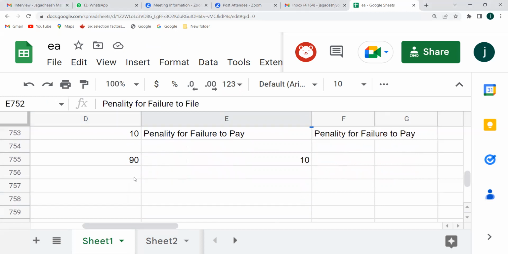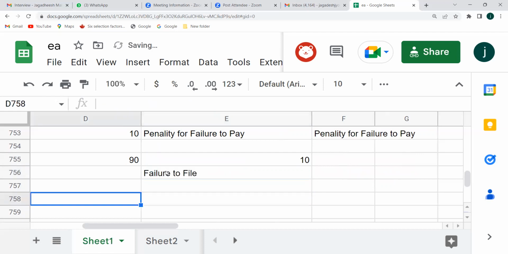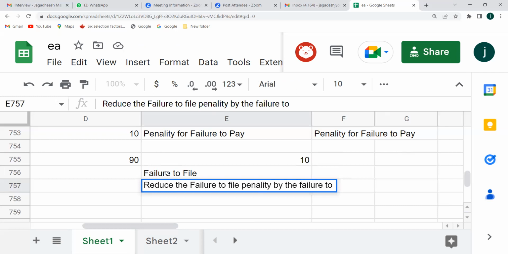Okay. One moment. So now the point here is, in case of failure to file, it will reduce the failure to file penalty by the failure to pay.